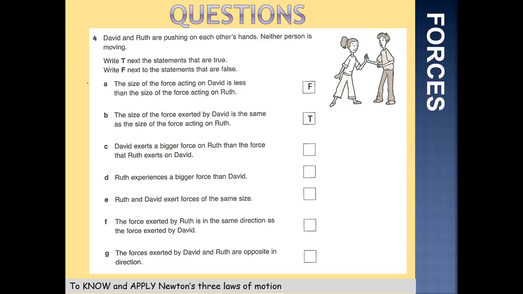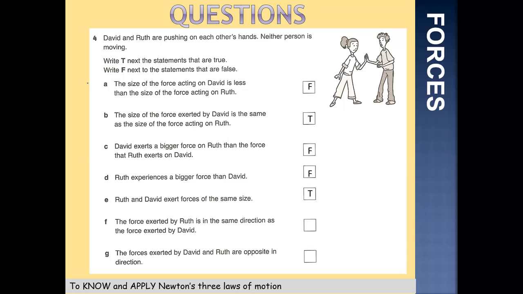Completely true. That accords with Newton's third law. David exerts a bigger force on Ruth than the force that Ruth exerts on David. Just said. Those forces will be equal, so the answer is false. Ruth experienced a bigger force than David. False. They experience the same force. Ruth and David exert forces of the same size. Completely true. Newton's third law states that those are equal.